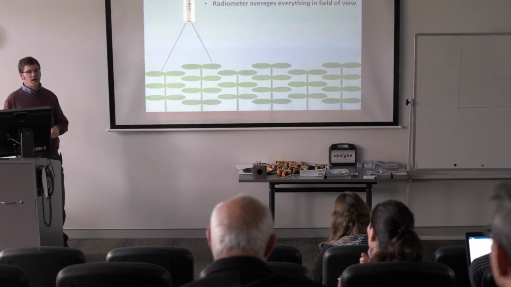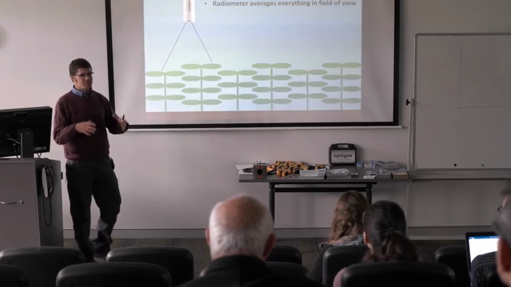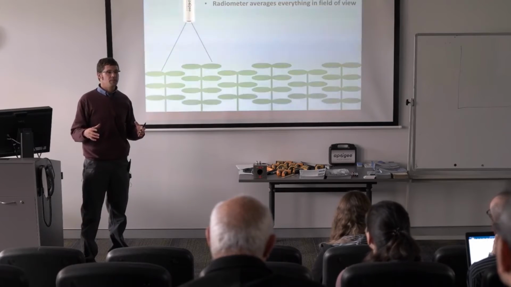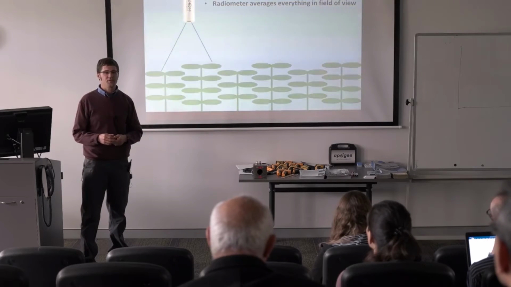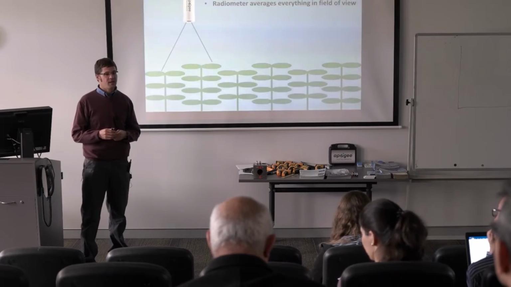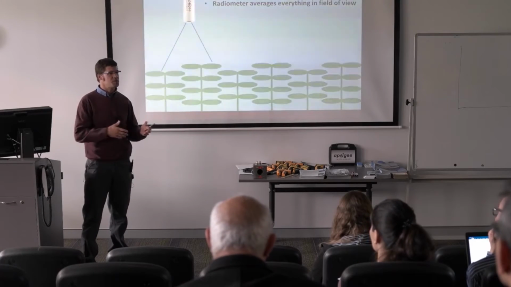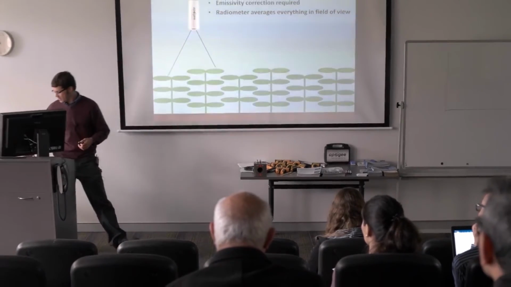Emissivity correction is required. We spent quite a bit of time on that one. And remember, the radiometer averages everything within the field of view. So if you have things within the field of view that you don't want to see, you either have to reposition the sensor to eliminate them from the field of view, or if it's the case of plant canopies and soil, there's ways you can try to estimate one temperature if you know the other.